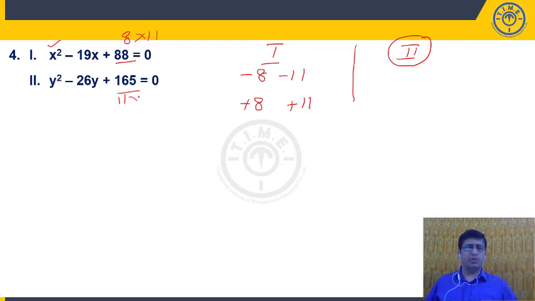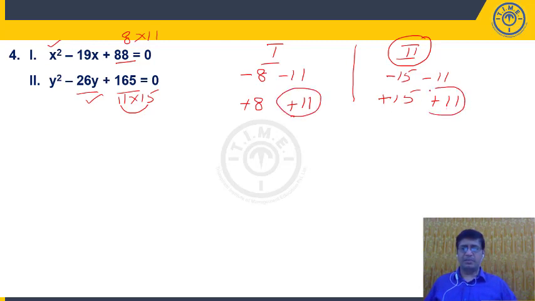165 means it is the product of 11 and 15. When you add 11 and 15, the middle part is equal to 26. So what is the result here? Minus 15 and minus 11. The sum of these two is equal to minus 26. It is satisfying the middle value. So what about the roots here? Minus 15 will become plus 15 and plus 11. Now just observe this one. Plus 11 in the first equation and plus 11 in the second equation, both are equal. It means x is equal to y.